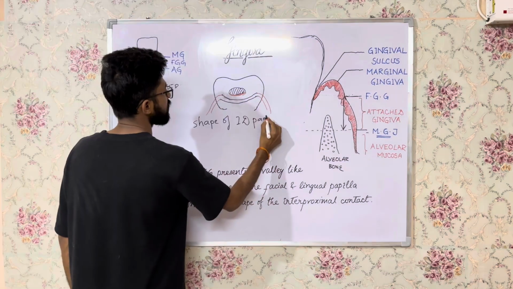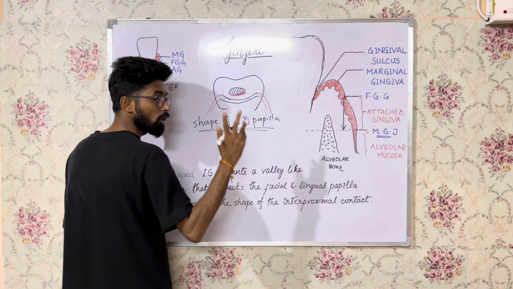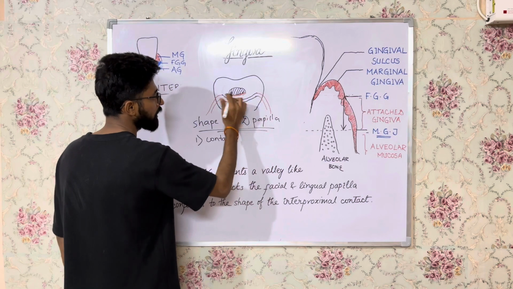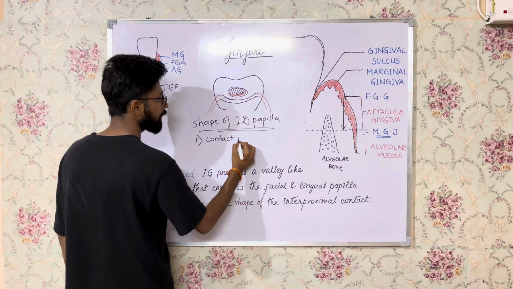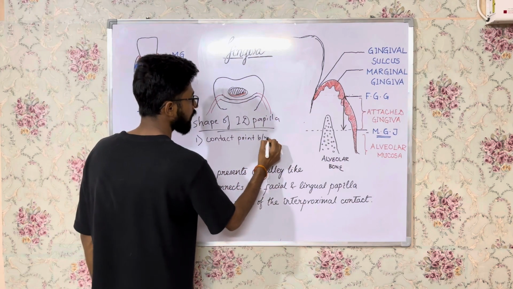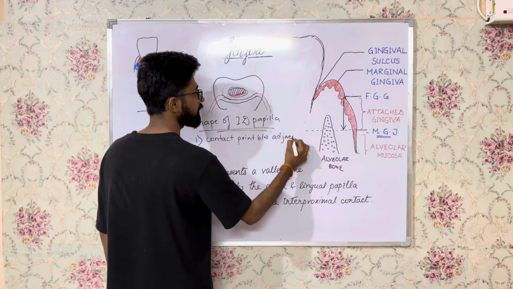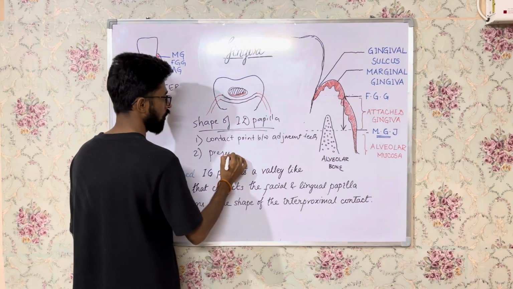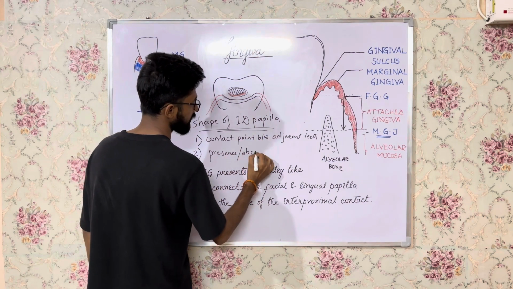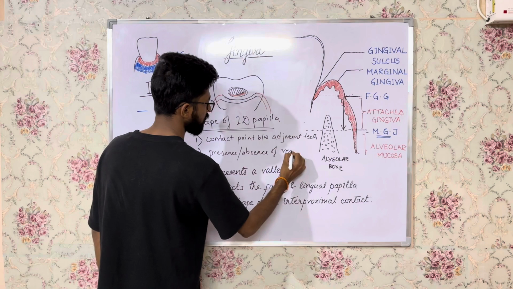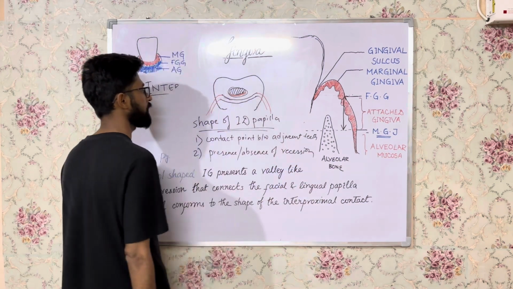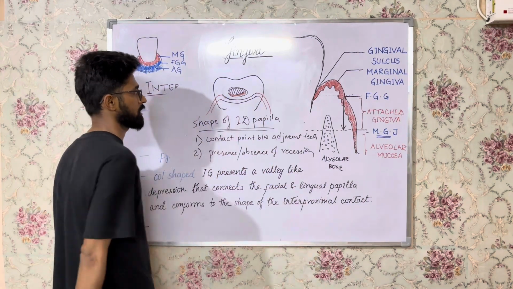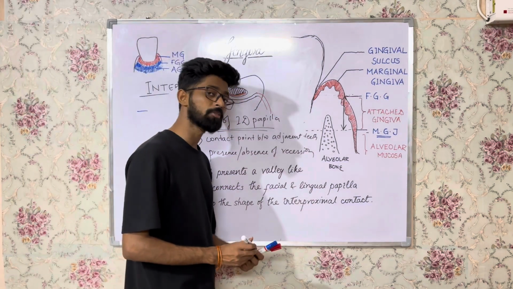Okay, now the shape of interdental papilla will depend on two things. One is the contact point between the adjacent teeth, and the other is the presence or absence of recession. It is an important point: the shape of interdental papilla will depend on the contact point between the adjacent teeth and the presence or absence of recession. This finishes the types of gingiva.